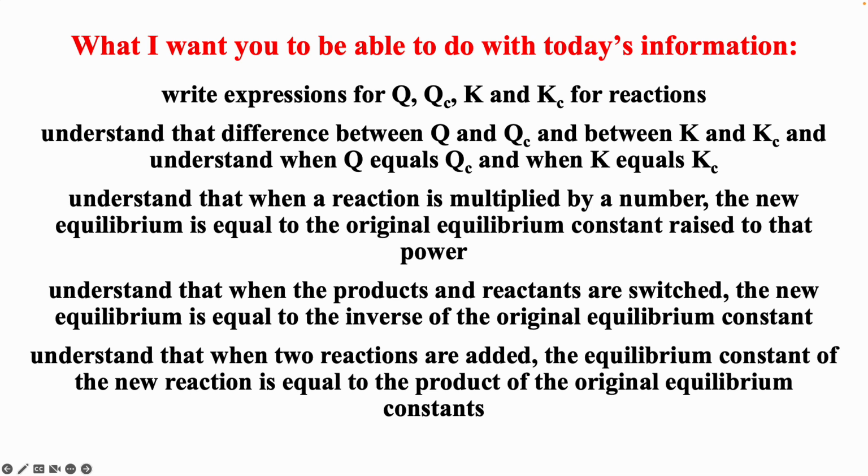You should understand that when a reaction is multiplied by a number, the new equilibrium constant is equal to the original equilibrium constant raised to that power. You should understand that when the products and reactants are switched, the new equilibrium constant is equal to the inverse of the original equilibrium constant. And you should understand that when 2 reactions are added, the equilibrium constant of the new reaction is equal to the product of the original equilibrium constants.